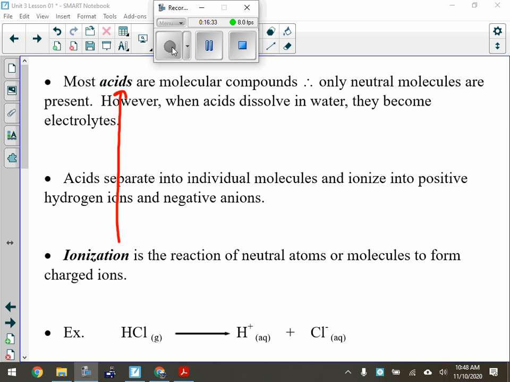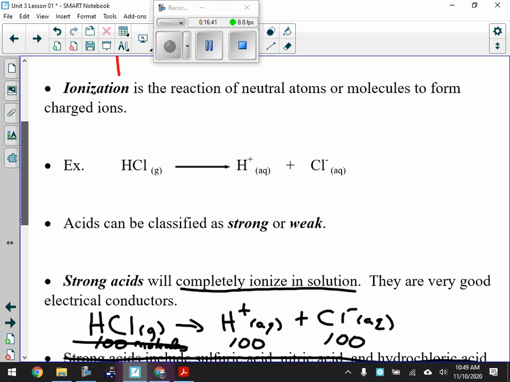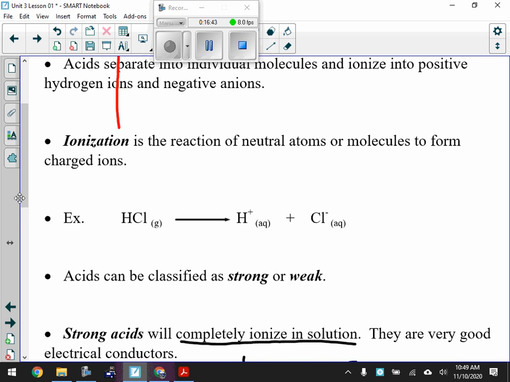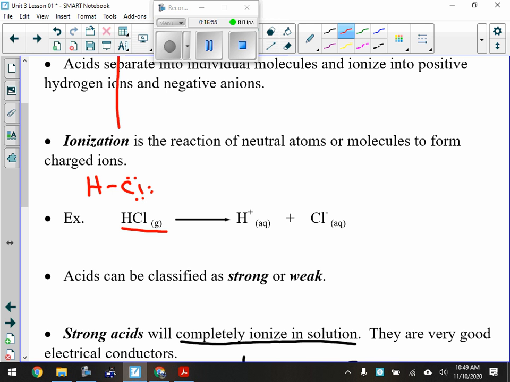Basically, here's how it works. Acids are molecular compounds. If I was to draw HCl, we would probably look at things like from Unit 1, something a little like this. I'd probably draw it like that, yes? HCl, because we would still call it hydrogen chloride. This is a gas at room temperature, by the way, hydrogen chloride.